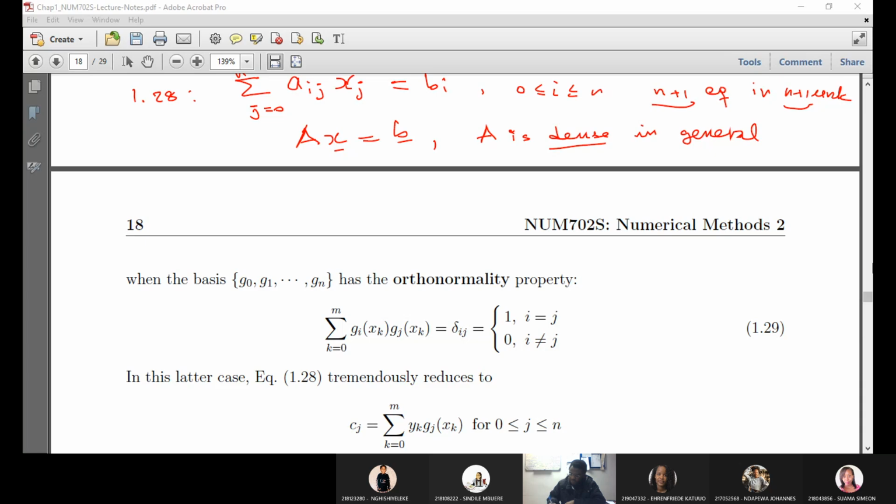Let me explain what I want to do now. I want to show you that this is equivalent to the dot product. That's just what I want you to see. And for that, let me open a new slide.